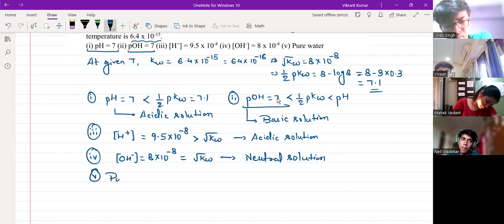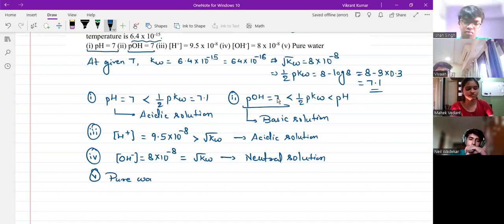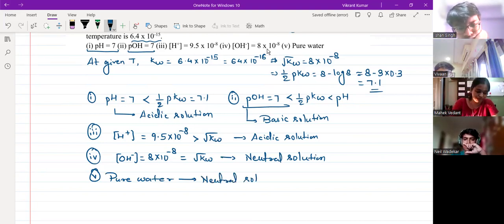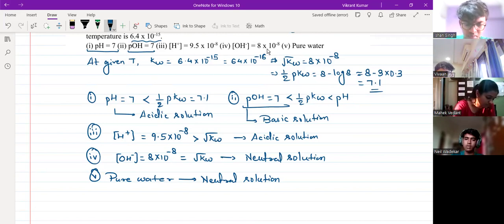Fifth one, pure water. What will be the answer of it? What to write here? It is always neutral, right? Very good. So this is always a neutral solution because it will give you H plus and OH minus exactly the same, and that's why if H plus is equal to OH minus, it is always a neutral solution. So pure water is always neutral.